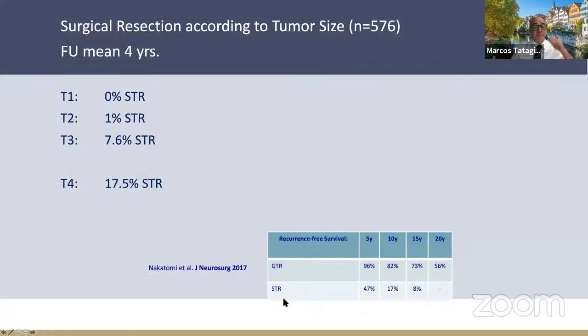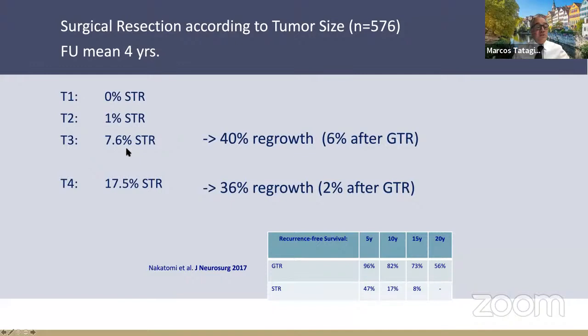And what happens with the tumor remnant? This is the problem. If we have tumor remnant, in our series we had 40% regrowth of this subtotally removed tumor, in comparison to 6% of totally removed tumor or gross total tumor removal. And in T4, the same situation. And these results are very comparable to the results published by Nakatomi 2017 in JNS.